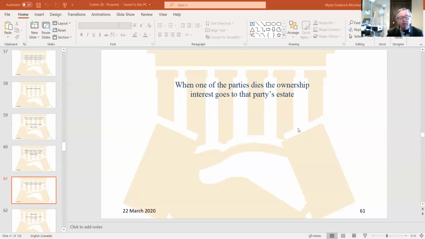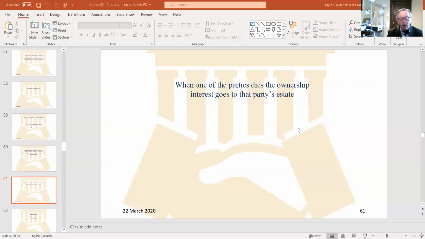And the really important point about tenancies in common is that if a party who has that kind of interest in real estate dies, then their interest in that undivided parcel goes to their estate. So they can leave their 50% or their 25% interest to whoever they want in their wills, or again, if they don't have a will, it's going to be pursuant to the Succession Law Reform Act. Right, so that's important to keep in mind.